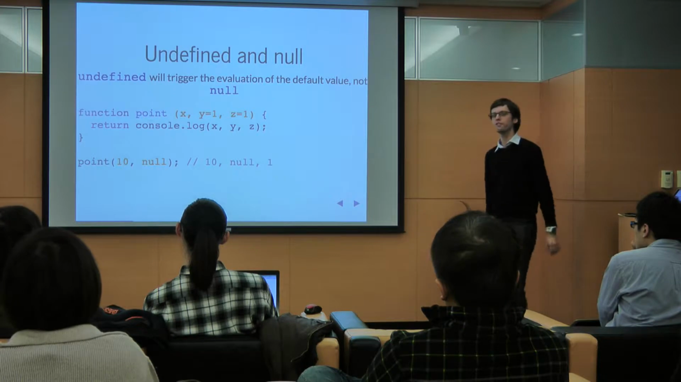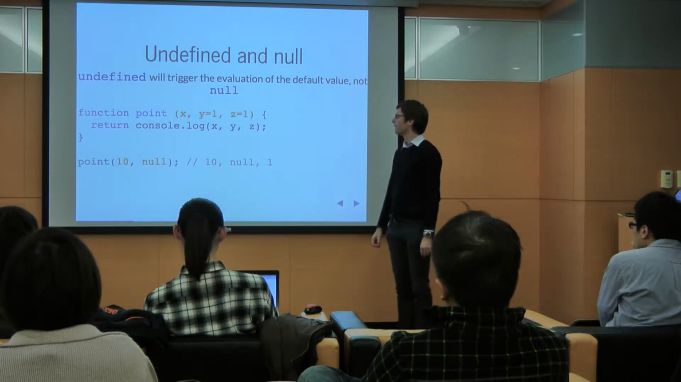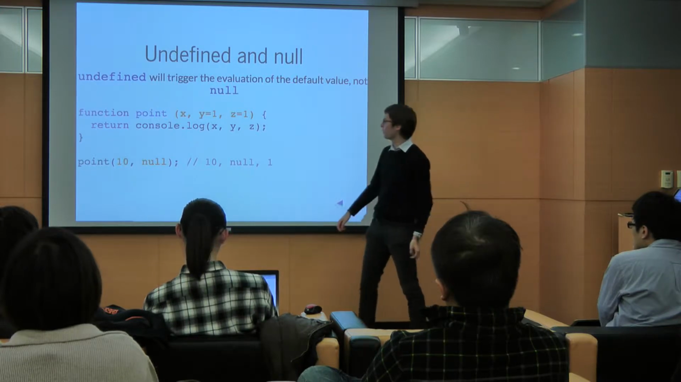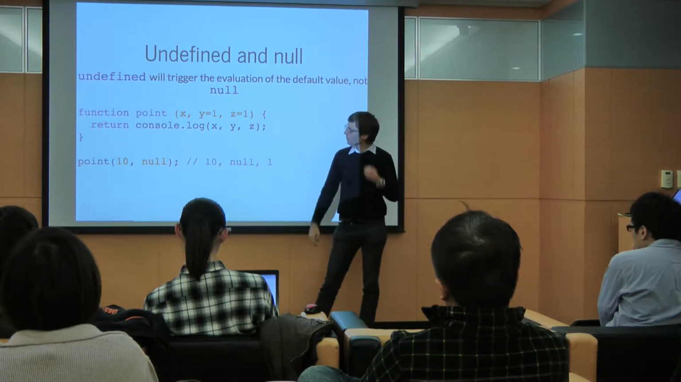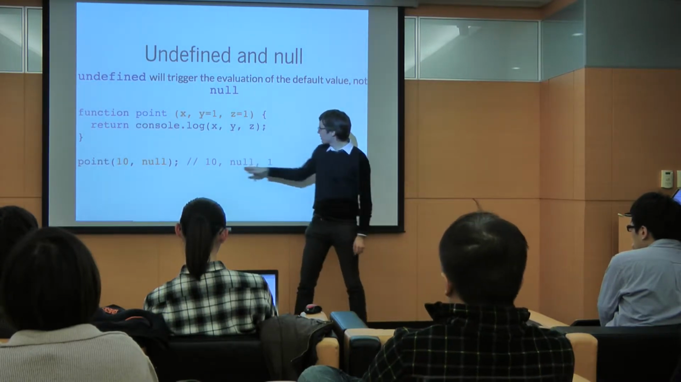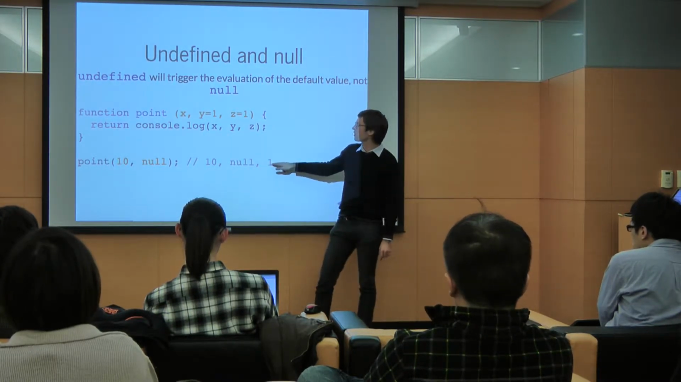How does that work with undefined and null? It works with undefined but not with null. So for example, I have this, and y and z are some default parameters. And this is going to be the end result. Why?